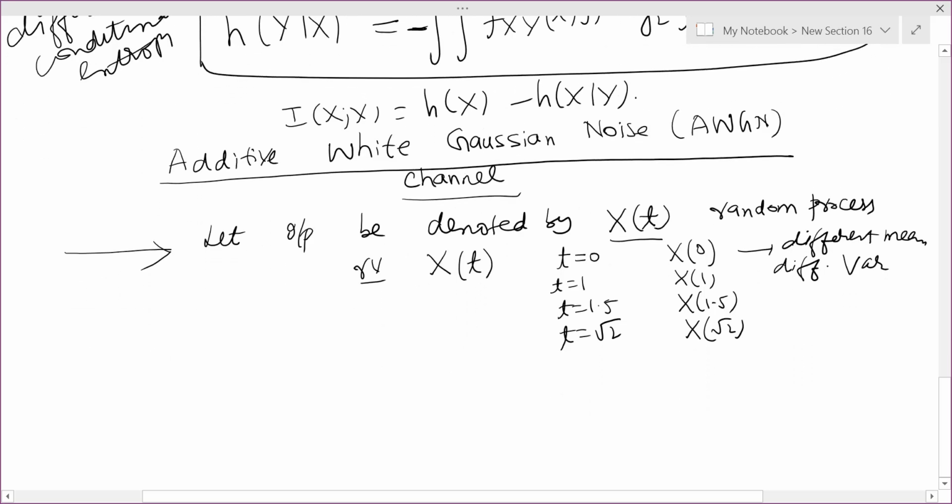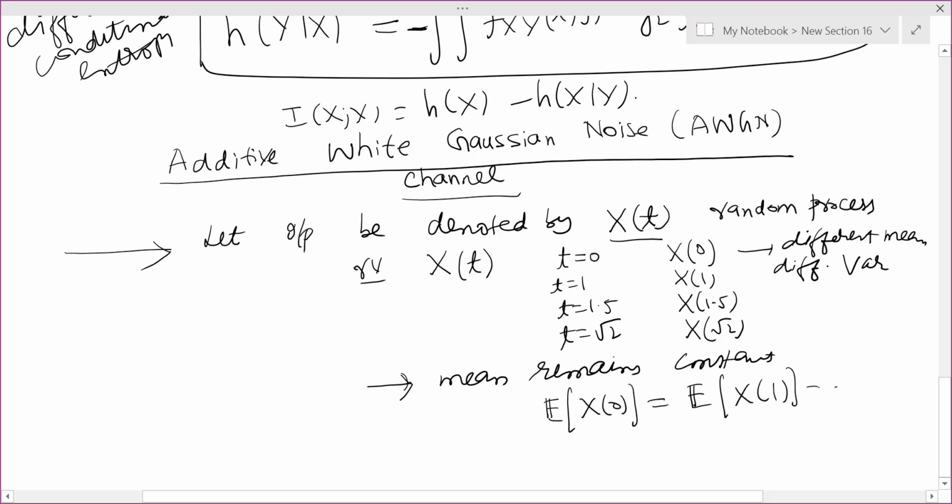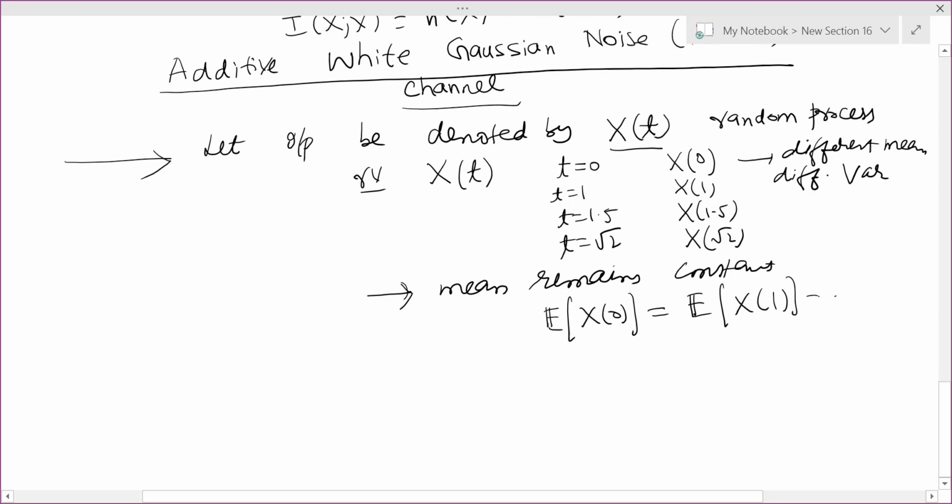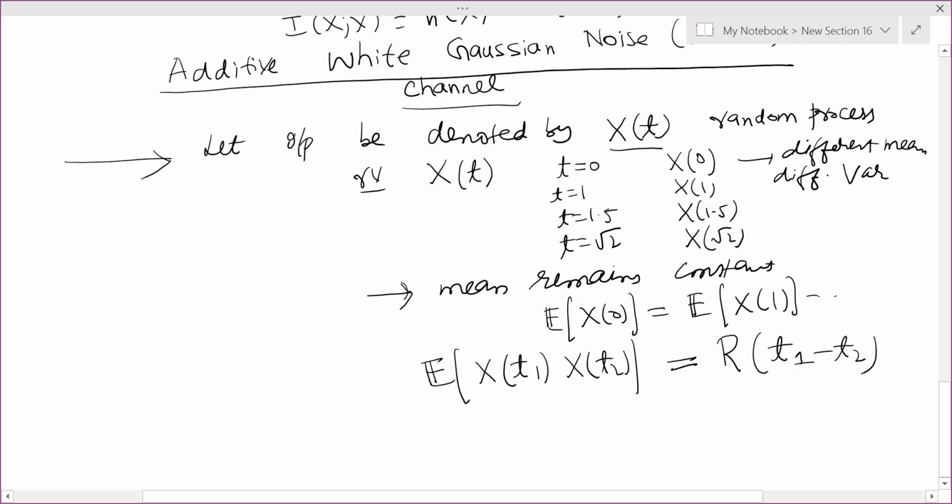Then the process becomes very complicated. But we take very very simple processes where mean remains same, mean remains constant irrespective of time. So it means the expected value of this process at time t is equal to 0 is same as expected value of this process at time t is equal to 1, so on and so forth. This is one simplicity. The other is that if you take expected value between two time instants, suppose x of t1, x of t2, then we say that it is a function of only the difference of the time interval. It doesn't depend upon what t1 t2 is, but it only depends upon t1 minus t2.